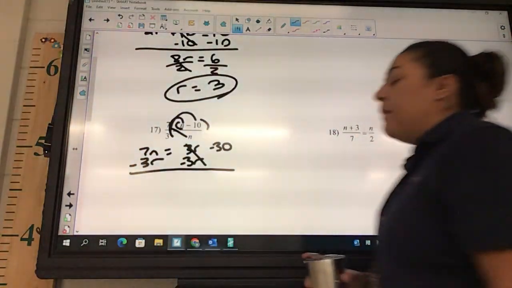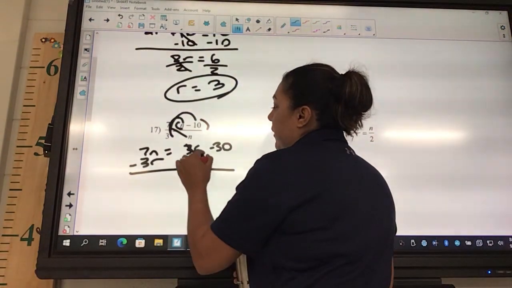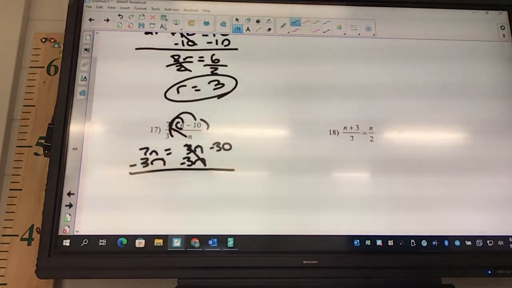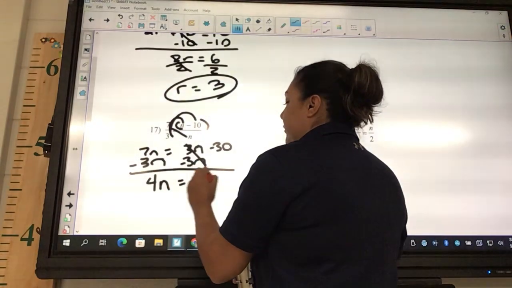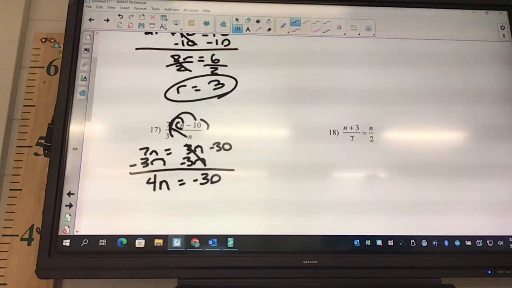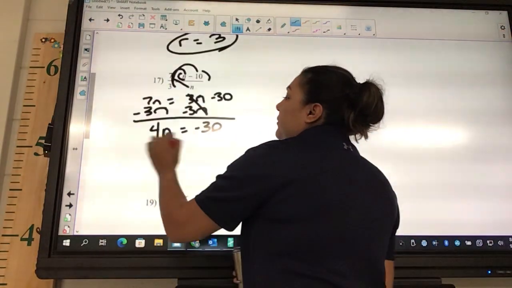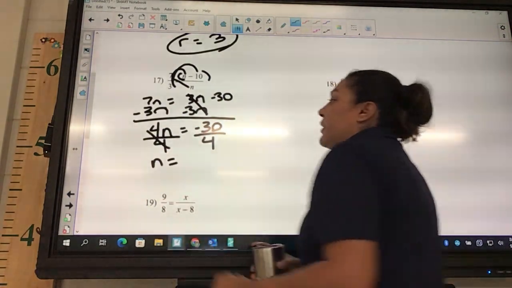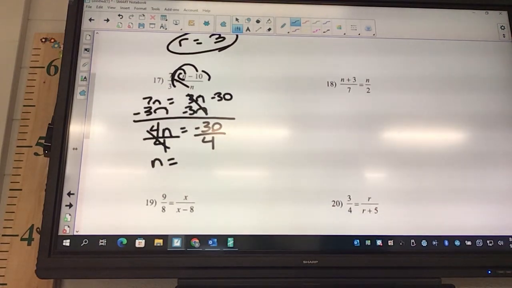What is 7 minus 3N? How did I get an R? I'm like, I got an N and an R. Okay, so we got 4N equals negative 30. And then what? Divide by the 4. So I got N equals, what is negative 30 divided by 4? Negative 7.5?